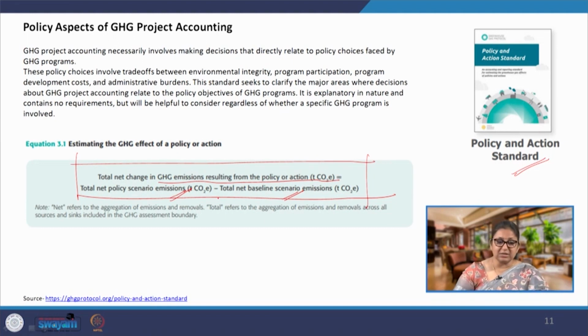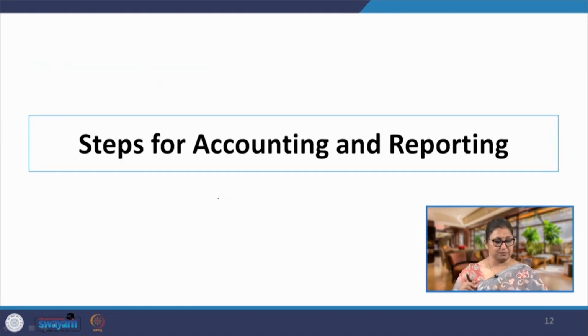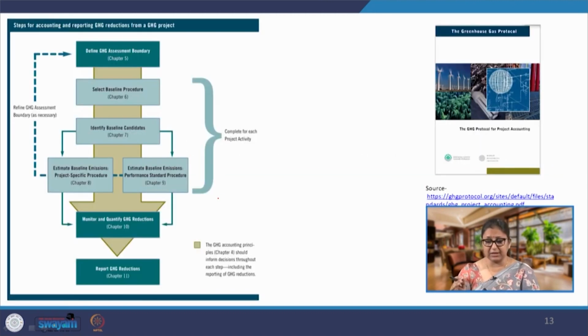But these are the policy aspects of GHG project accounting. So, whenever we are taking policy action, we are also going to be looking at the concepts which are related to this particular policy action. Now, for different standards, there are steps for accounting and reporting.